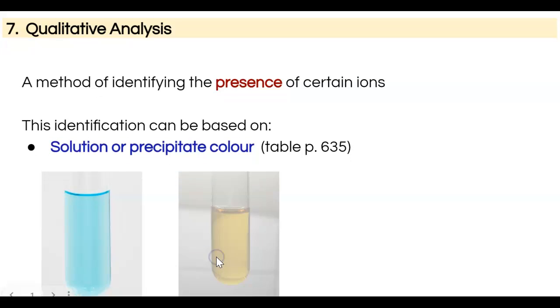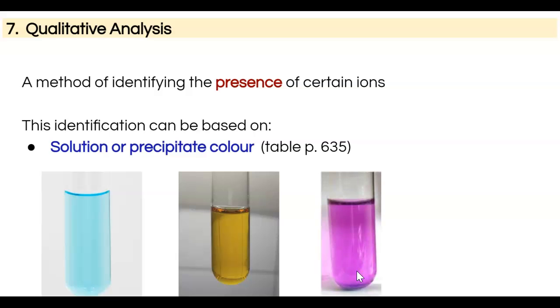A telltale sign that I might have an iron 3+ solution, like iron 3 nitrate or something of that nature, is a yellowy brown sort of color. And lastly, of my examples, this beautiful, lovely purple color can be an indication that what you're looking at is a permanganate solution.